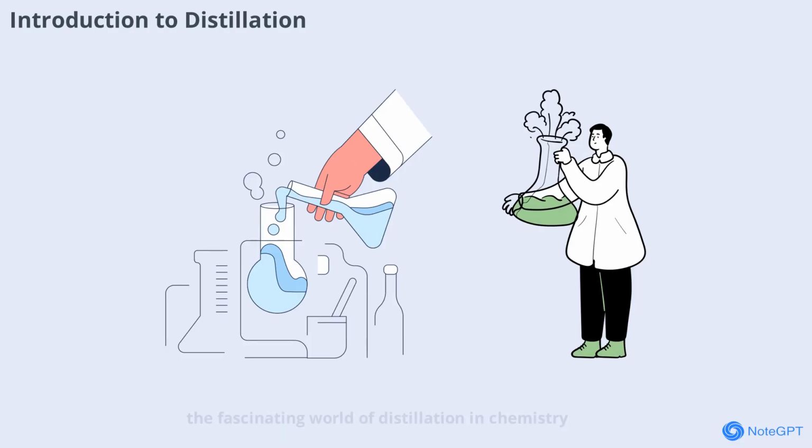Welcome to our deep dive into the fascinating world of distillation in chemistry. Distillation is a powerful technique used to separate mixtures based on differences in their boiling points. Whether you're in a laboratory or an industrial plant, this process is essential for purifying liquids and obtaining specific components from complex mixtures. Today we'll explore how distillation works, its history, the equipment involved, and its many applications. By the end of this video, you'll have a clear understanding of why distillation remains a cornerstone of chemical science.